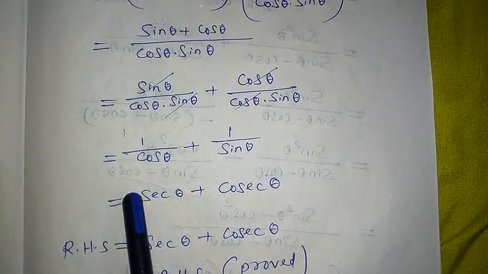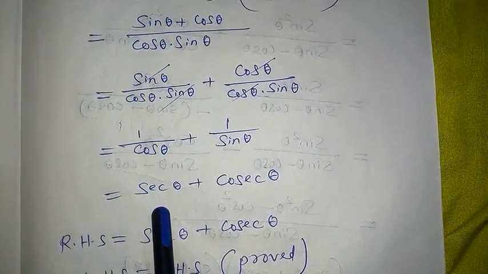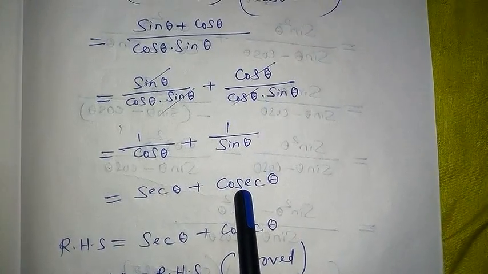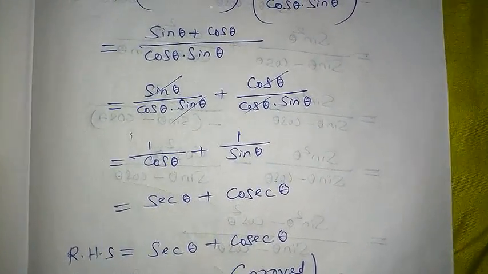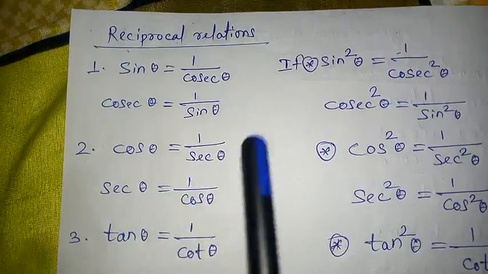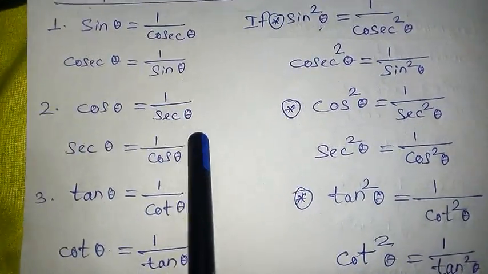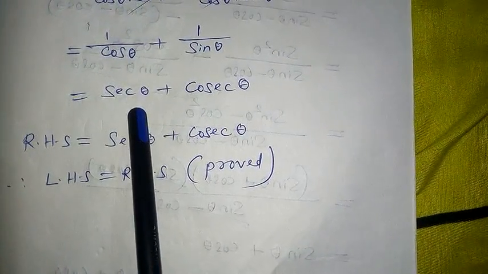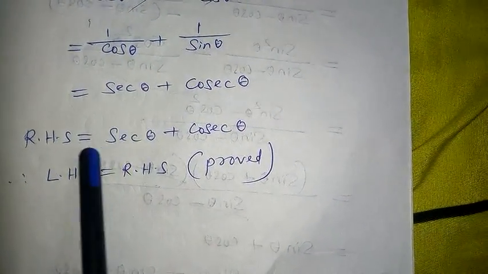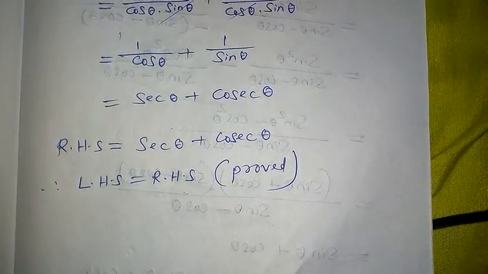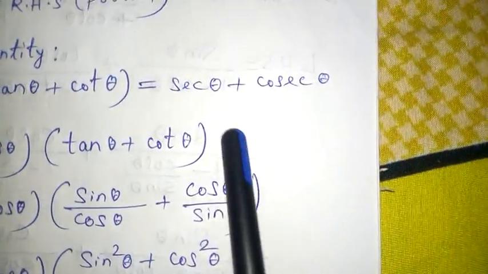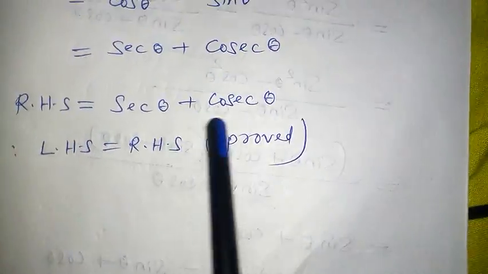Now 1 by cos theta is sec theta and 1 by sin theta is cosec theta. Now I will show you this reciprocal formula. I had told you 1 by sin theta is cosec theta and 1 by cos theta is sec theta. Same thing here: 1 by cos is sec theta and 1 by sin is cosec theta. And same thing we have in RHS also. You can see here RHS is same. So LHS equal to RHS, proved.